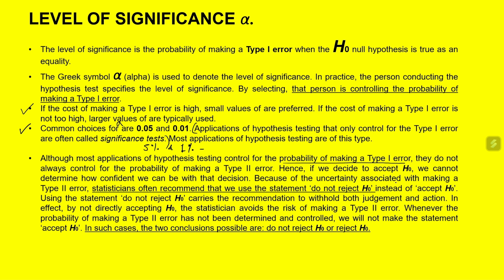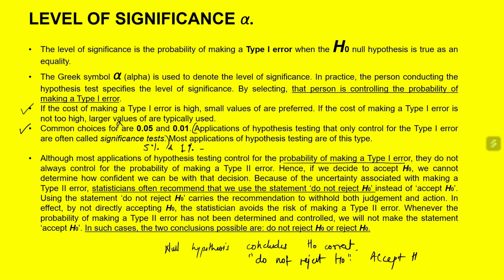Because of the uncertainty associated with making a type 2 error, statisticians often recommend that we use the statement "do not reject H naught." So whenever our null hypothesis concludes that it is correct, we must write in the conclusion that we do not reject H naught. It is really important.